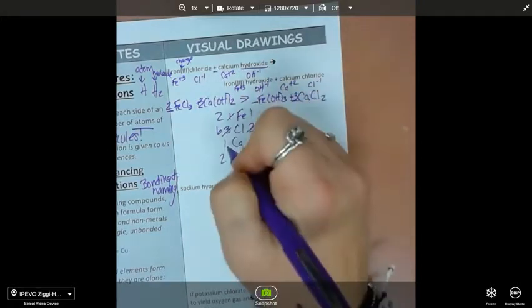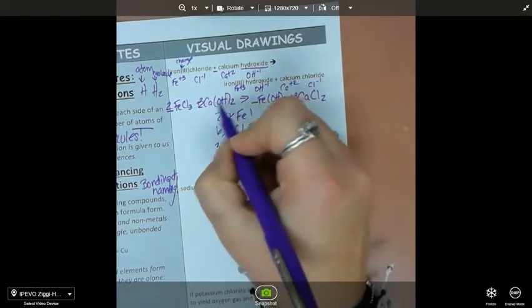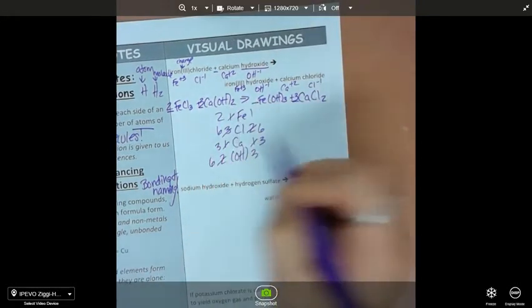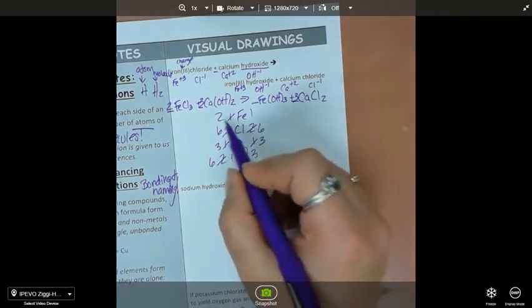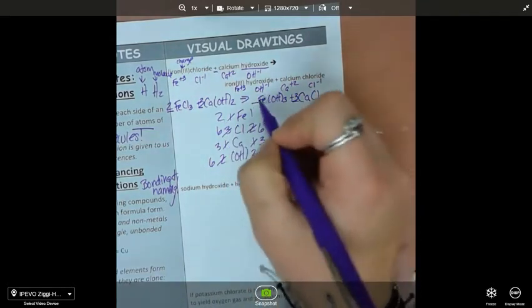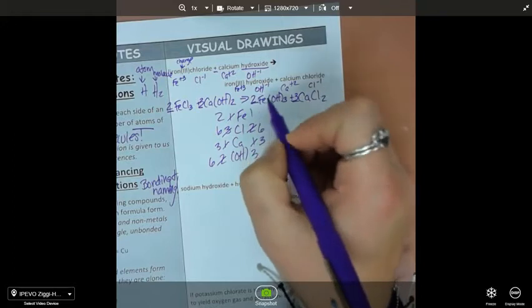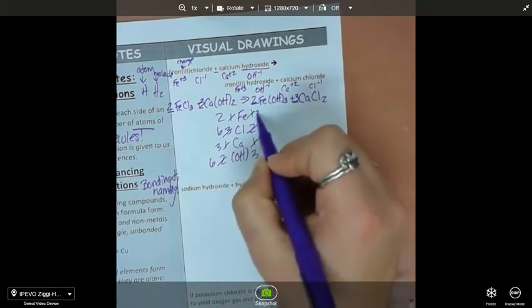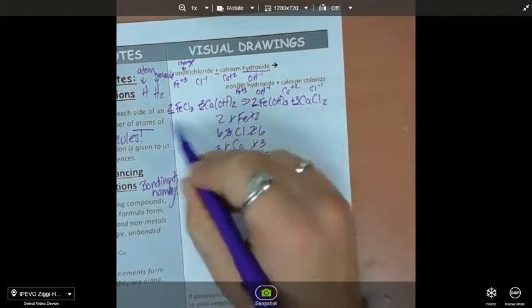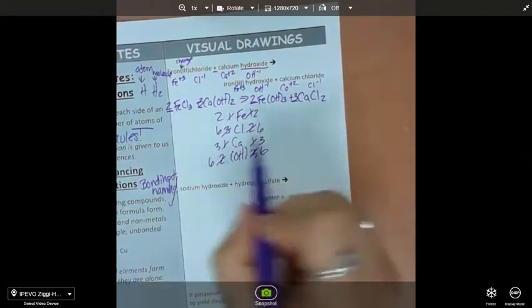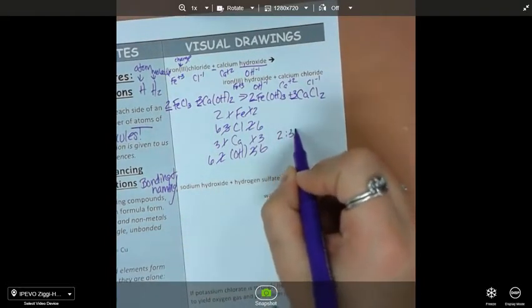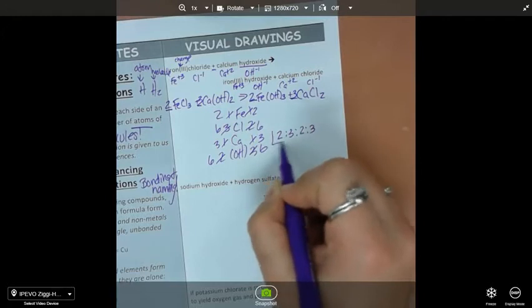So 3 goes here, turns this into a 3. Then 3 times 2, this is 6. And then over here, I need 2 Fe's and I still need 3 OHs, so in order to do that, 6 OHs. So 2 Fe, 6 OH. There we go. My ratio for this equation is 2 to 3 to 2 to 3.